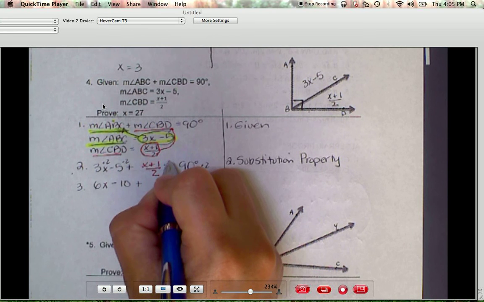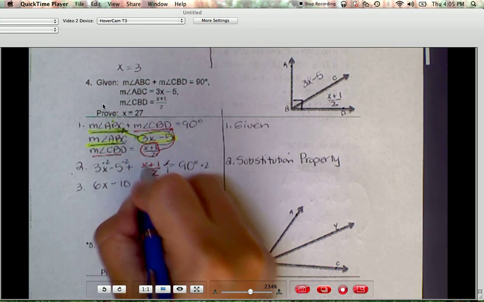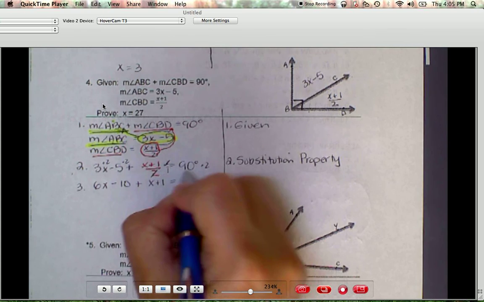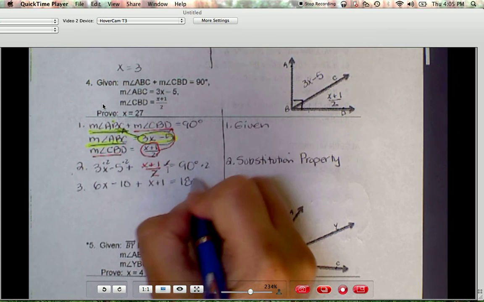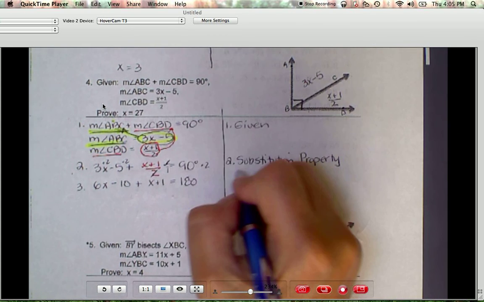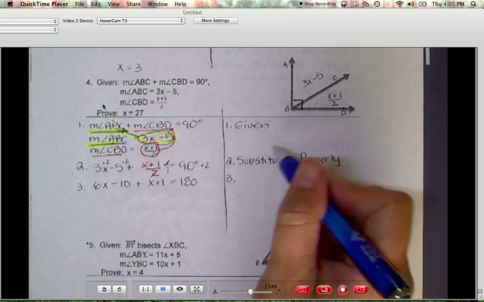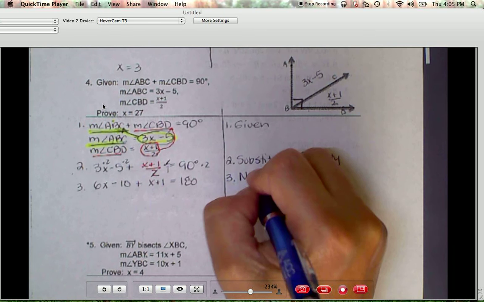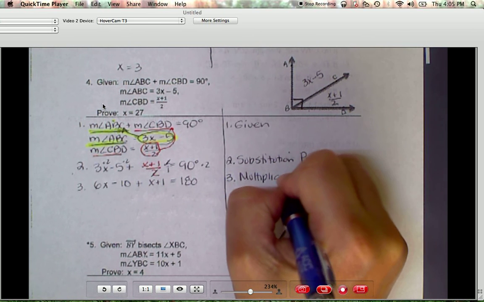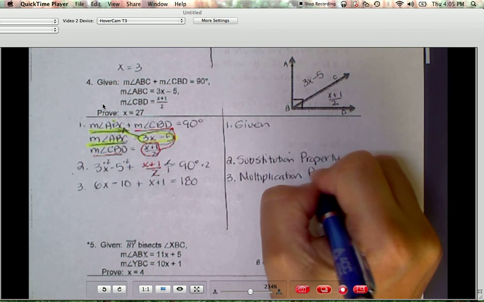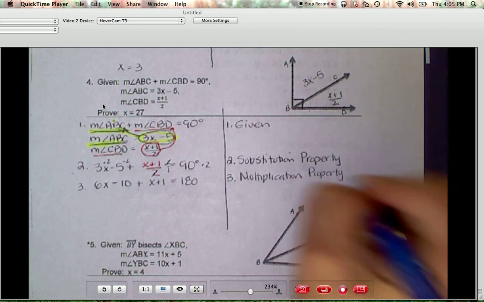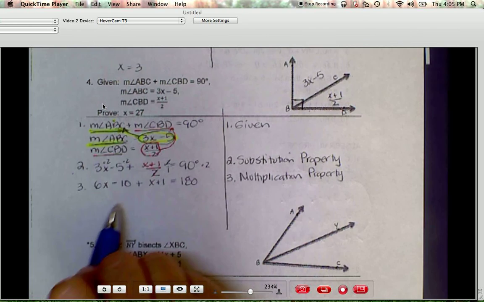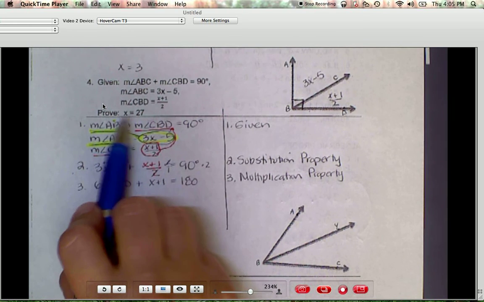Here, the 2's will cancel and you just get x plus 1. And 90 times 2 is 180. And I'm going to drop the degrees off so we don't get confused either. So we multiplied every single piece by 2, so that's multiplication property. Okay. Continuing on, we want to get x equal to 27.